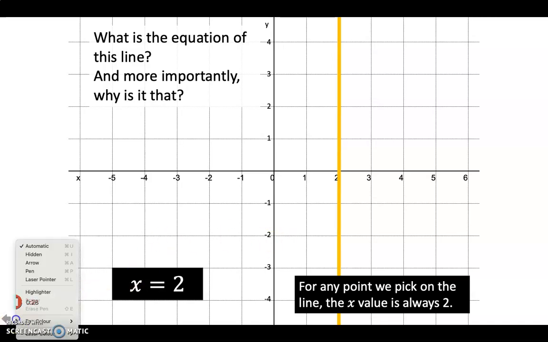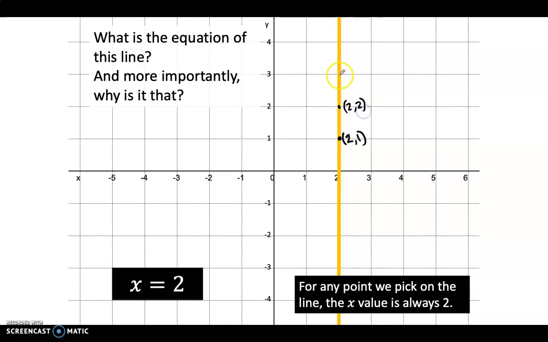Now the reason it's x equals 2, let me just get a pen, is because if we took this point here, we'd have the point go across 2, up 1. If we took this point here, we're going across 2, up 2. This point here, across 2, up 3. What about this point here? It would be across 2, down to -1. Same here, across 2, down to -2.